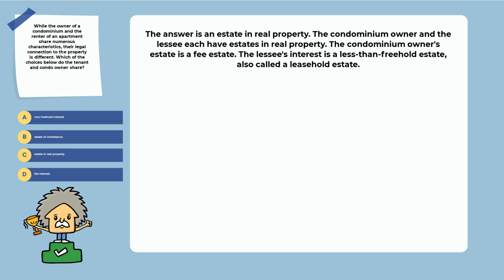Explanation. The answer is an estate in real property. The condominium owner and the lessee each have estates in real property. The condominium owner's estate is a fee estate. The lessee's interest is a less than freehold estate, also called a leasehold estate.